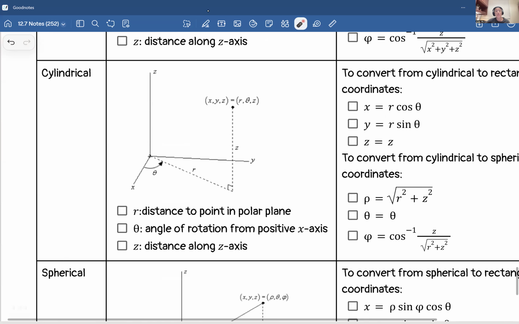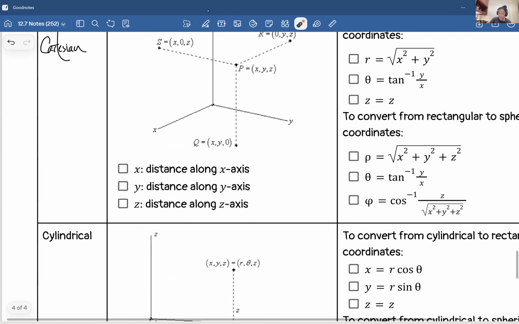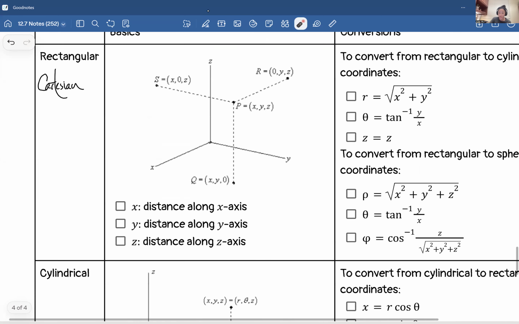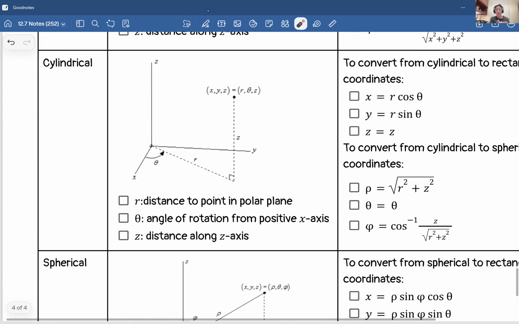All right, so let's move on to cylindrical. At some point, people were like, well, if our base plane is XY for rectangular, why couldn't we swap that XY out for an R theta plane? And so this is going to be helpful when we're describing cylindrical surfaces.